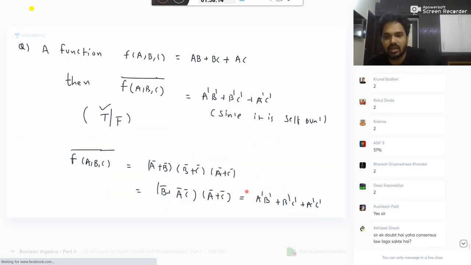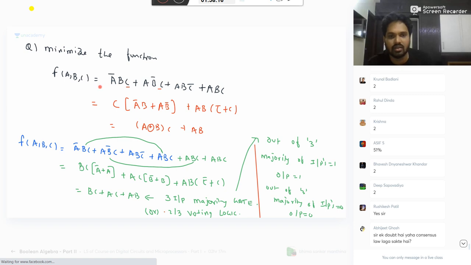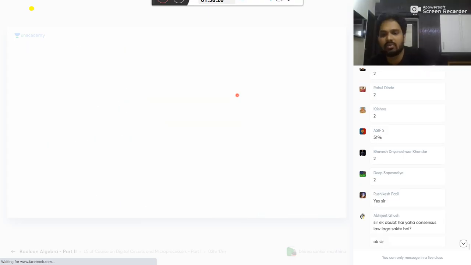यहीं पे consensus लगने के लिए कुछ condition नहीं ना? You don't have that particular case. You can try a variable and its complement. Product of remaining is not available. If it is available, you can do it. Okay. So let me give you one simple example to understand this majority gate.